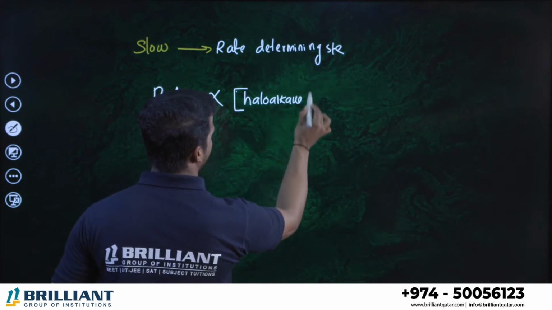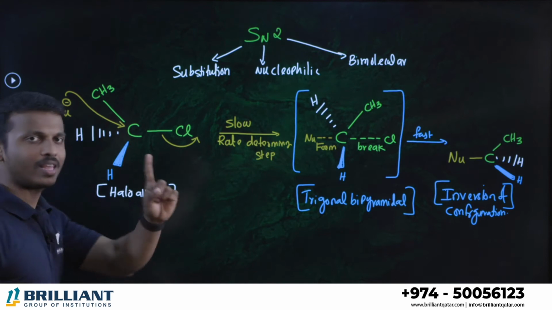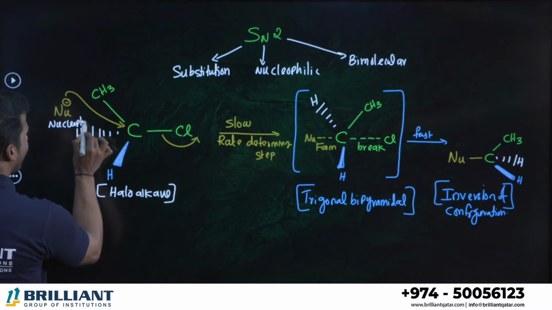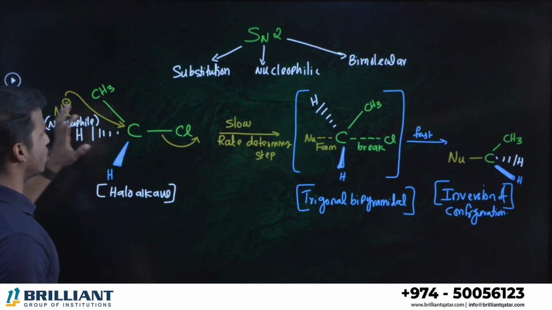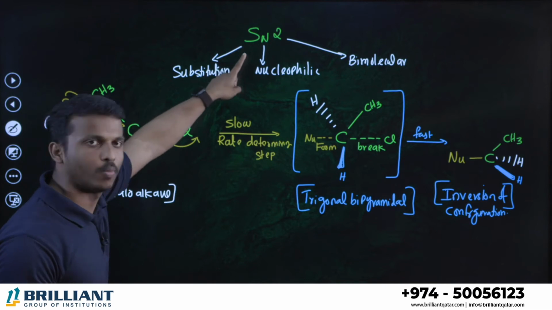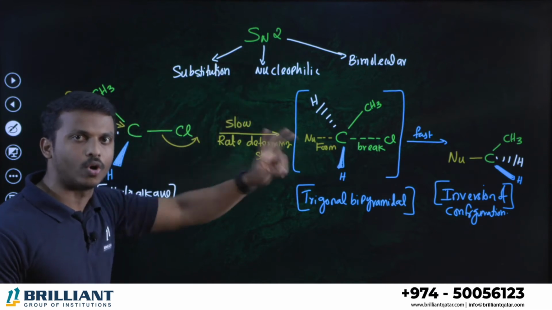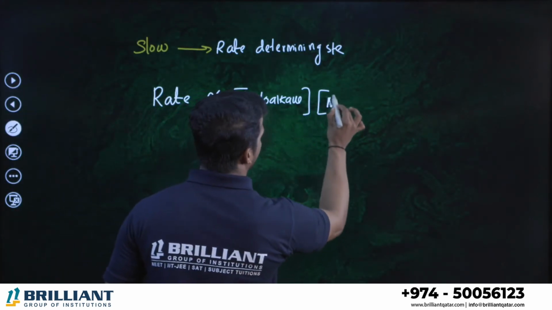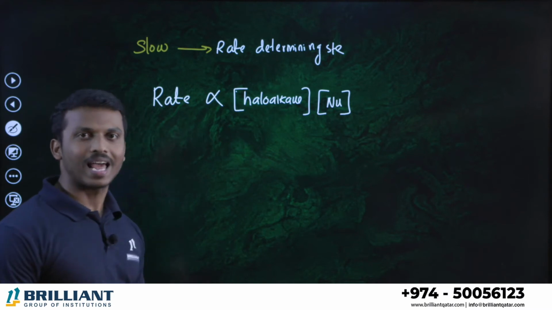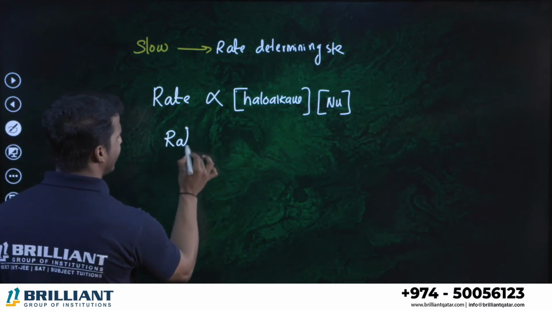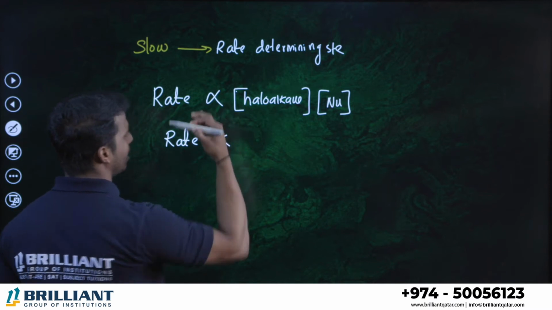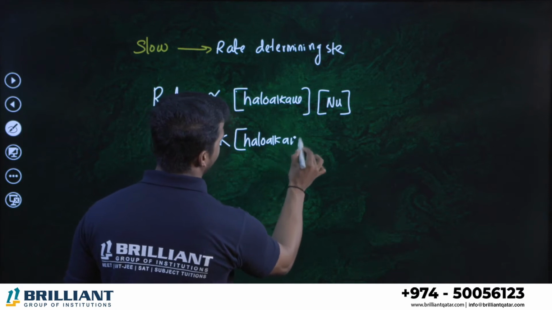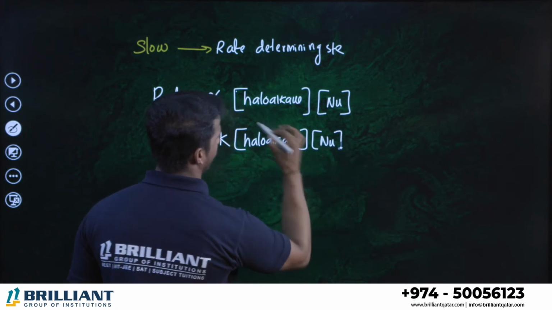haloalkane concentration. Then one more thing is there. Can you see the nucleophile? It is also on the reactant side. So the rate determining step in SN2 mechanism depends on the concentration of two things: one is haloalkane, one is nucleophile. So what is the rate equation? Rate is equal to K, the rate constant, into the concentration of haloalkane into the concentration of nucleophile.